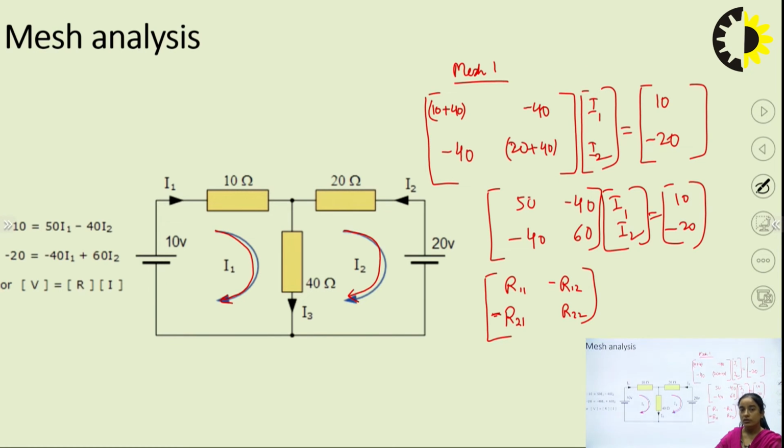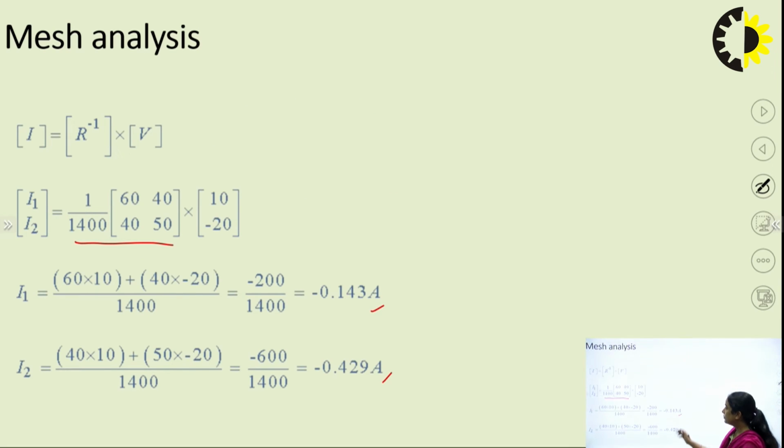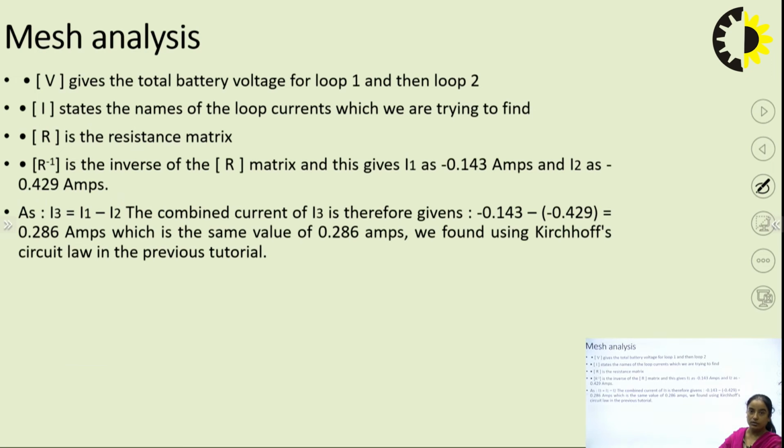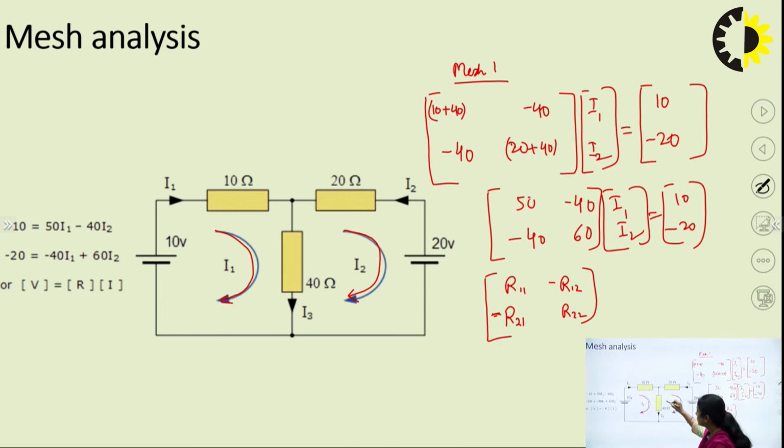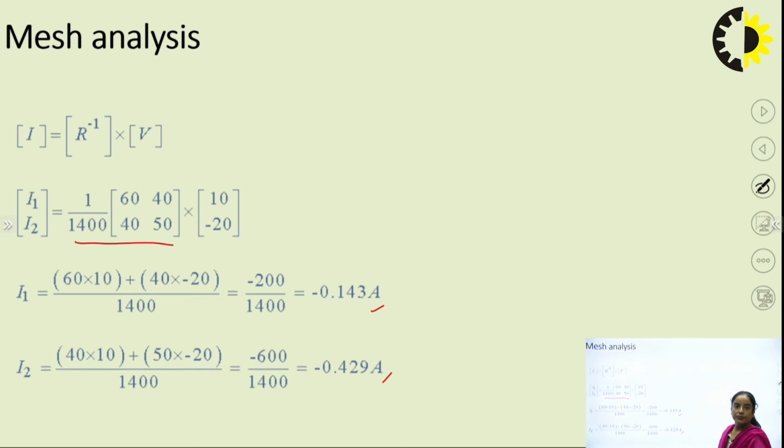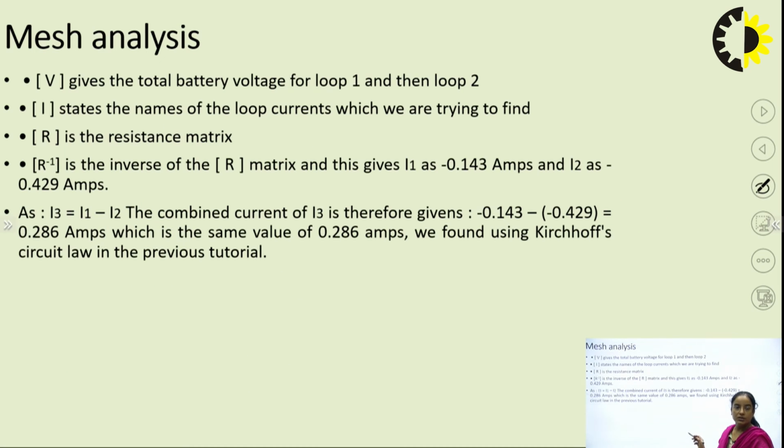See, what is the value of I1? I1 is minus 0.143 and I2 is minus 0.429. Then you calculate the algebraic sum of these currents. In this network, the current I1 is in this direction and the current I2 is in this direction, so you calculate I1 minus I2. It will be in the downward direction. So minus 0.143 minus 0.429 gives you 0.286 ampere.